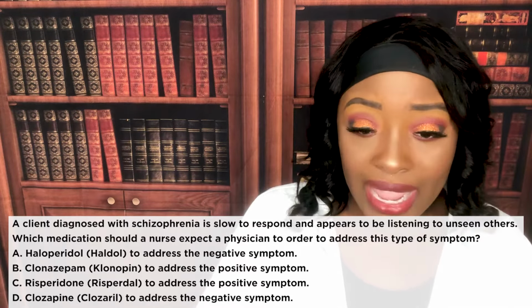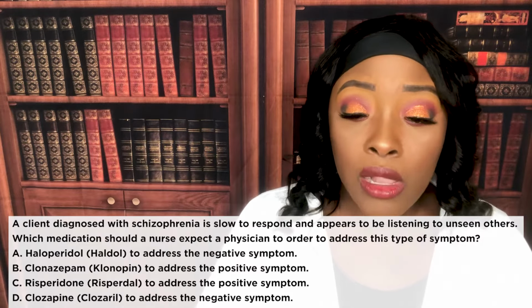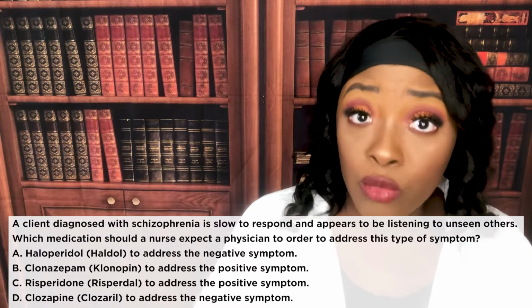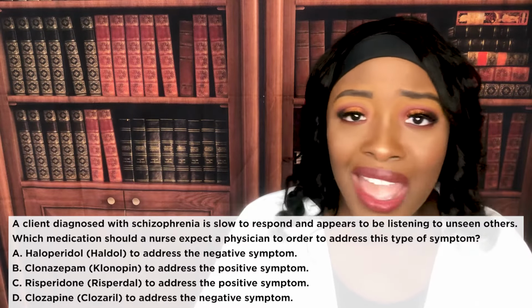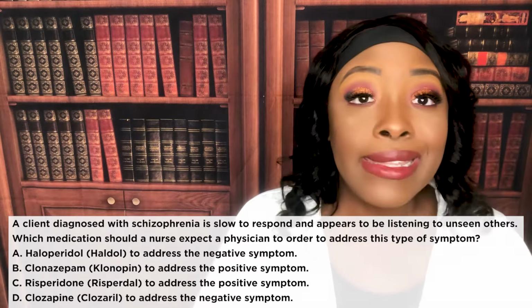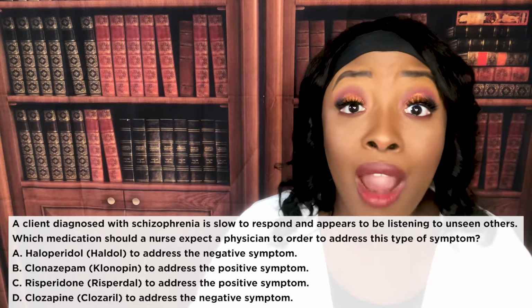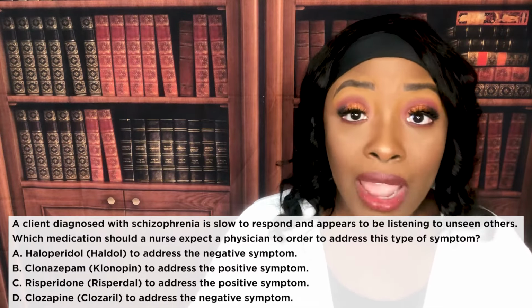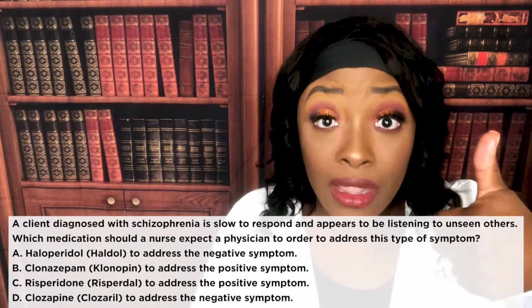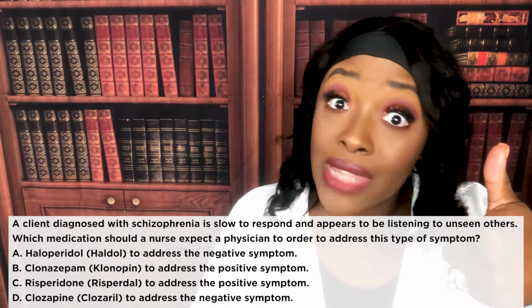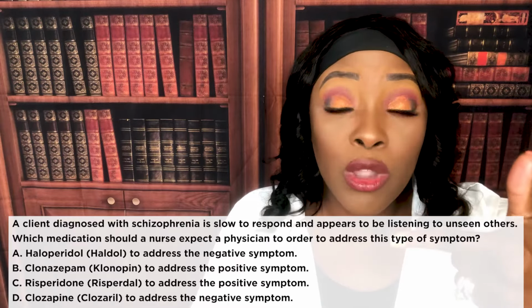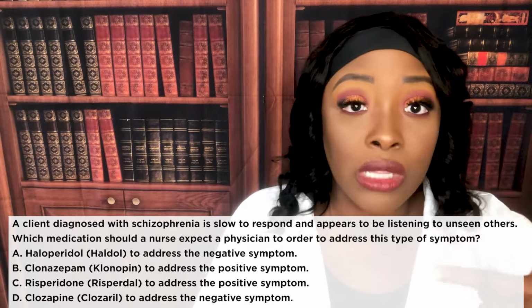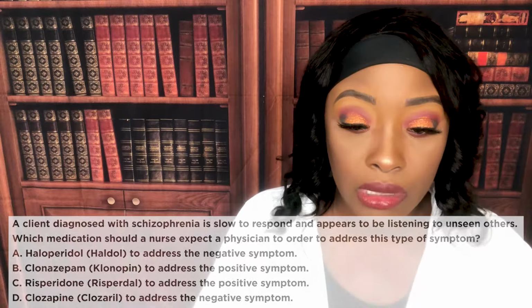Choice C, which was our right answer, and then we have choice D. Clozaril, which is an antipsychotic, we expect that to be given to address negative symptoms. Patient doesn't have negative symptoms. So that's why C is the correct answer, because both parts of that answer are correct. We expect an antipsychotic because this patient's out of touch with reality, and we know it's going to treat positive symptoms, which is what the patient is experiencing.